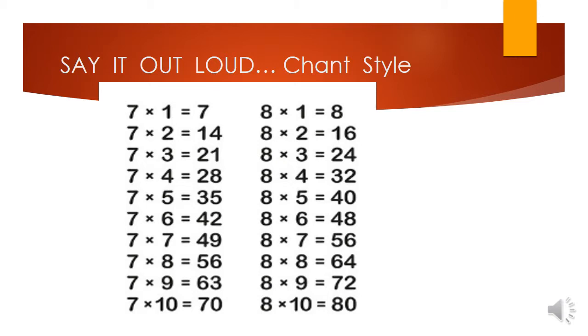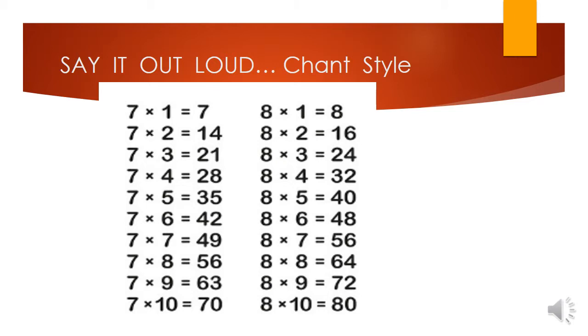Here we go. 8 times 1 is 8. 8 times 2 is 16. 8 times 3 is 24. 8 times 4 is 32. 8 times 5 is 40. 8 times 6 is 48. 8 times 7 is 56. 8 times 8 is 64. 8 times 9 is 72. 8 times 10 is 80.